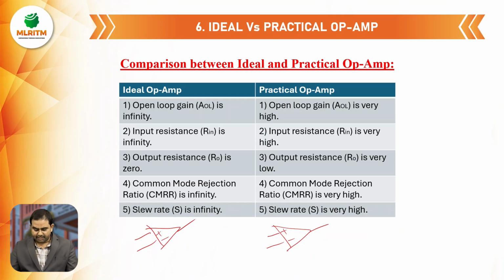Same, observe the first point across this practical op-amp. Here I have written open loop gain is very high. That means infinite we cannot call practically. So that's why we are calling some very high value will be there.